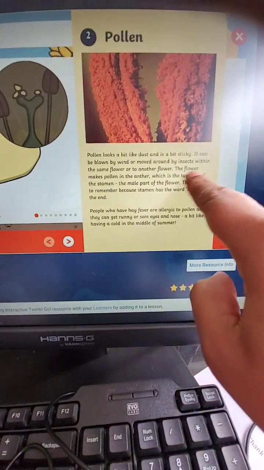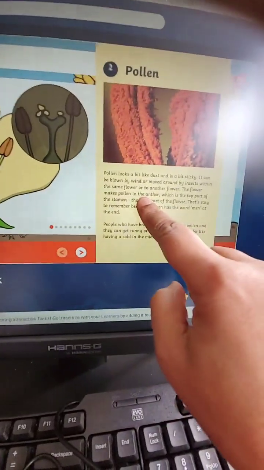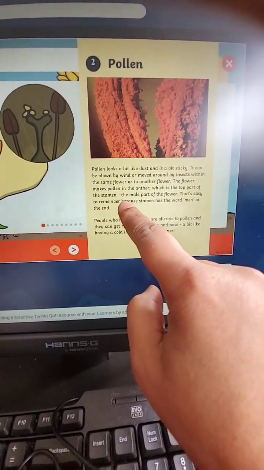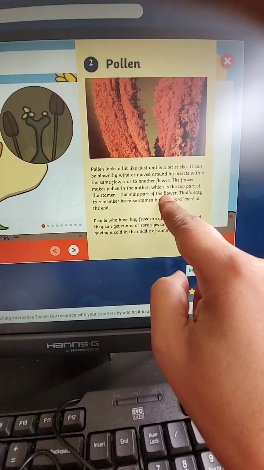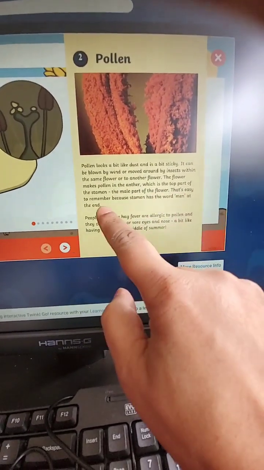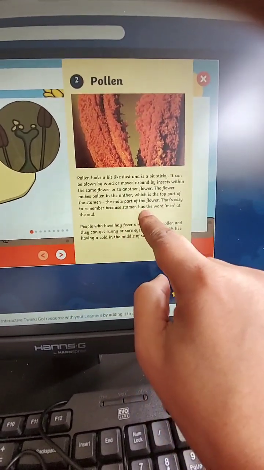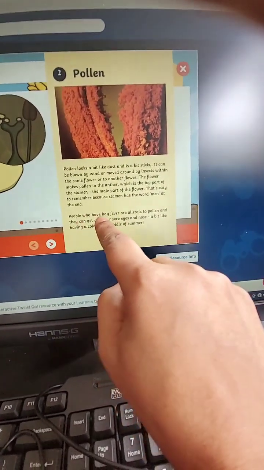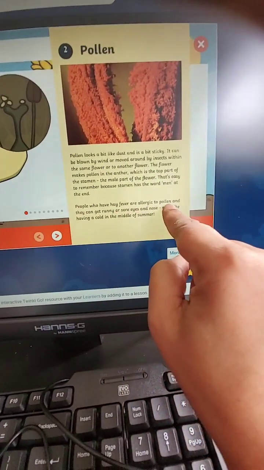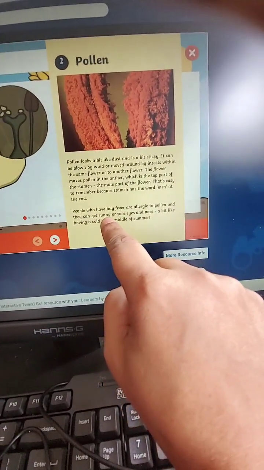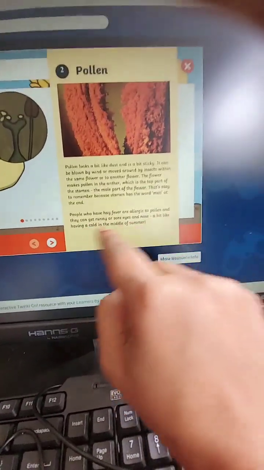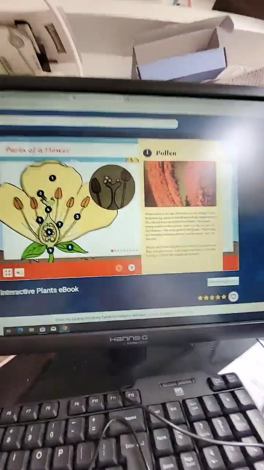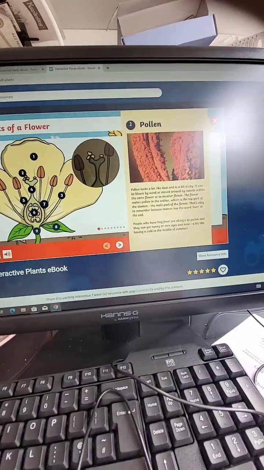The flower makes pollen in the anther, which is the top part of the stamen, the male part of the flower. That is easy to remember because stamen has the word men at the end. People who have hay fever are allergic to pollen and they can get runny and sore eyes and nose, a bit like having a cold in the middle of summer. So that is about pollen.